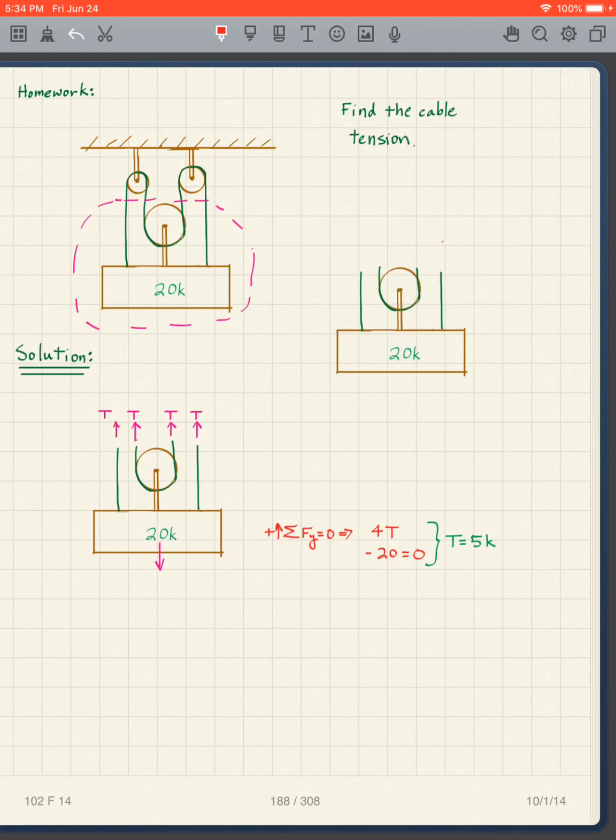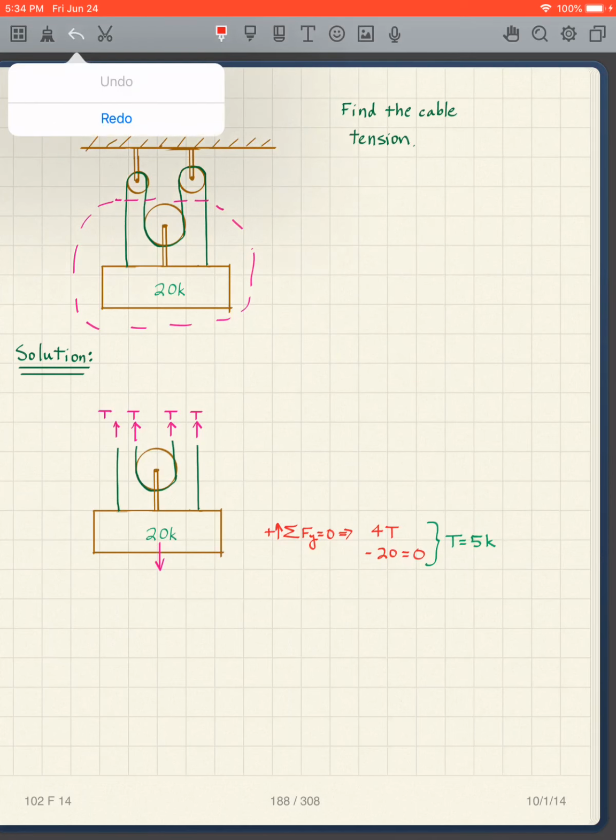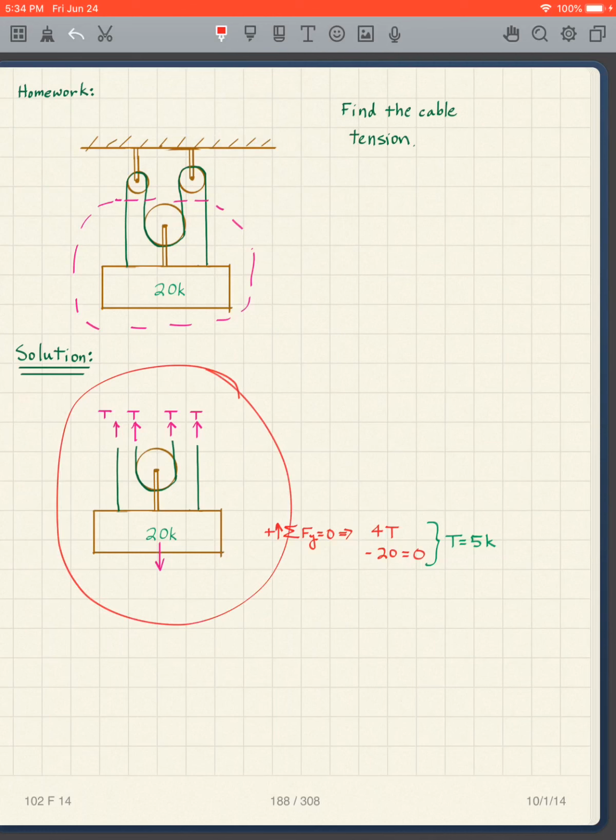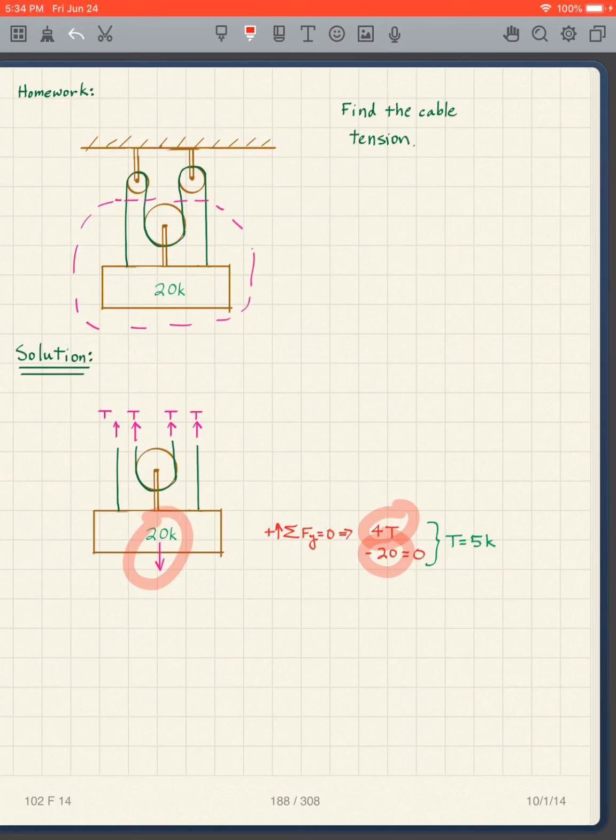So I have my, again, it's just 1 T, T, T. So again, I get 4T. So it looks like this. And I get 4T minus 20. Got to put in the 20. I get T is equal to 5 kips.